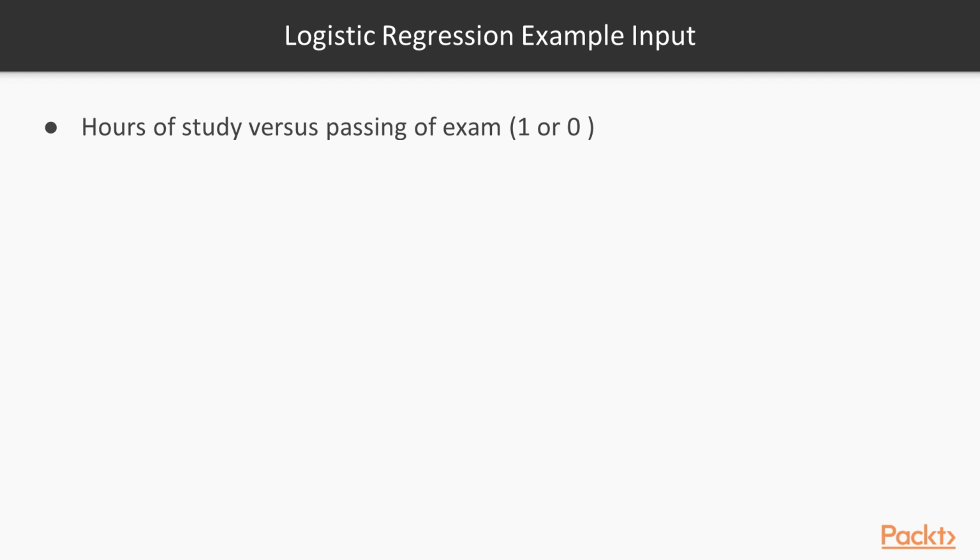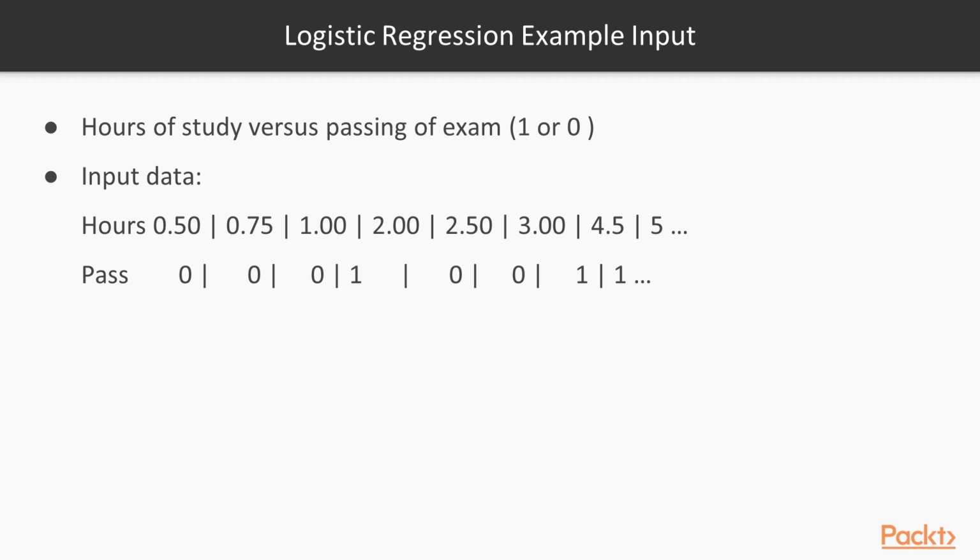For example, we can focus on the use case of hours of studying versus passing an exam. Passing the exam is labeled with 1, not passing with 0. And we have one feature vector. The feature vector has only one variable, that is hours of study.